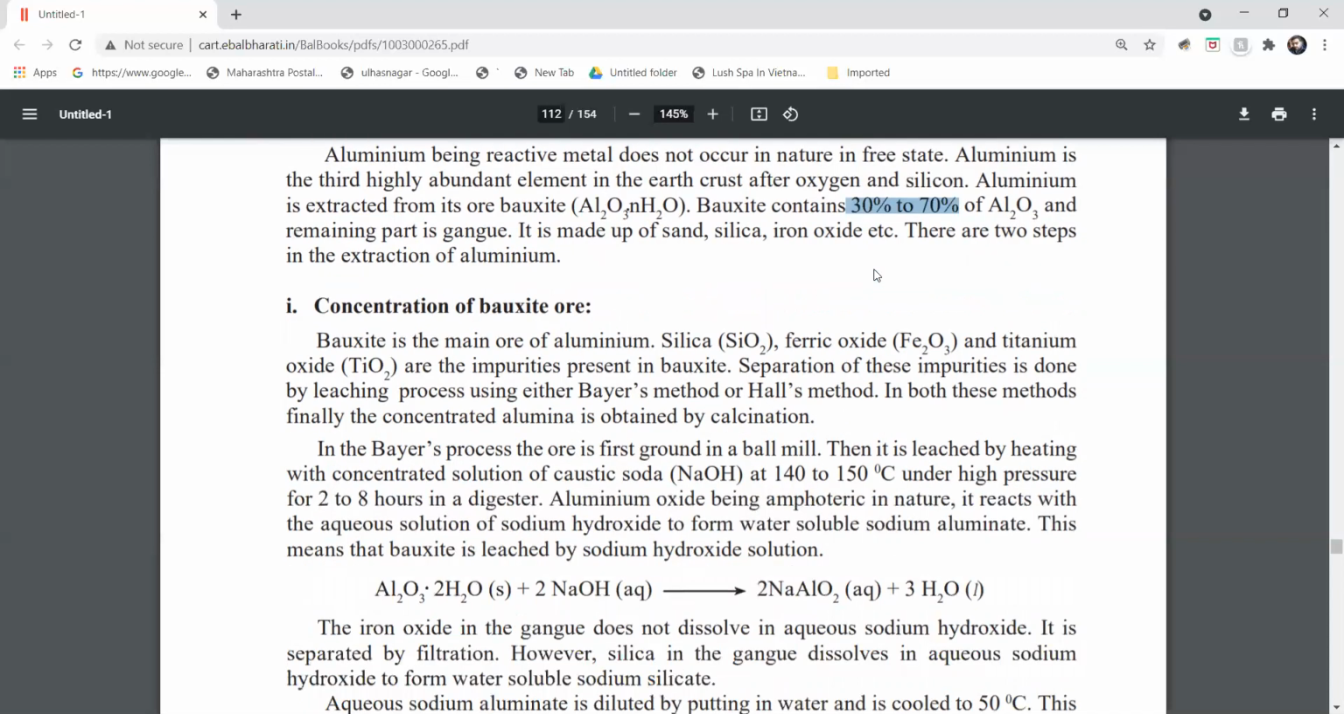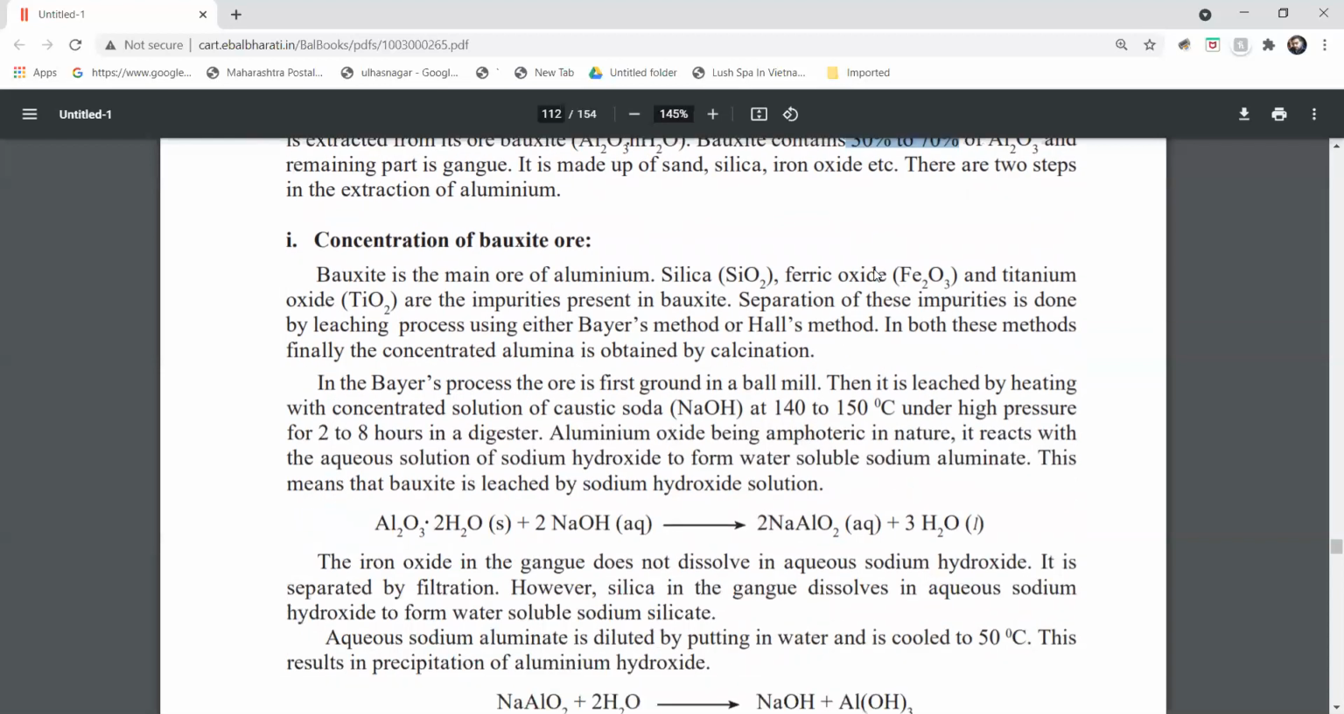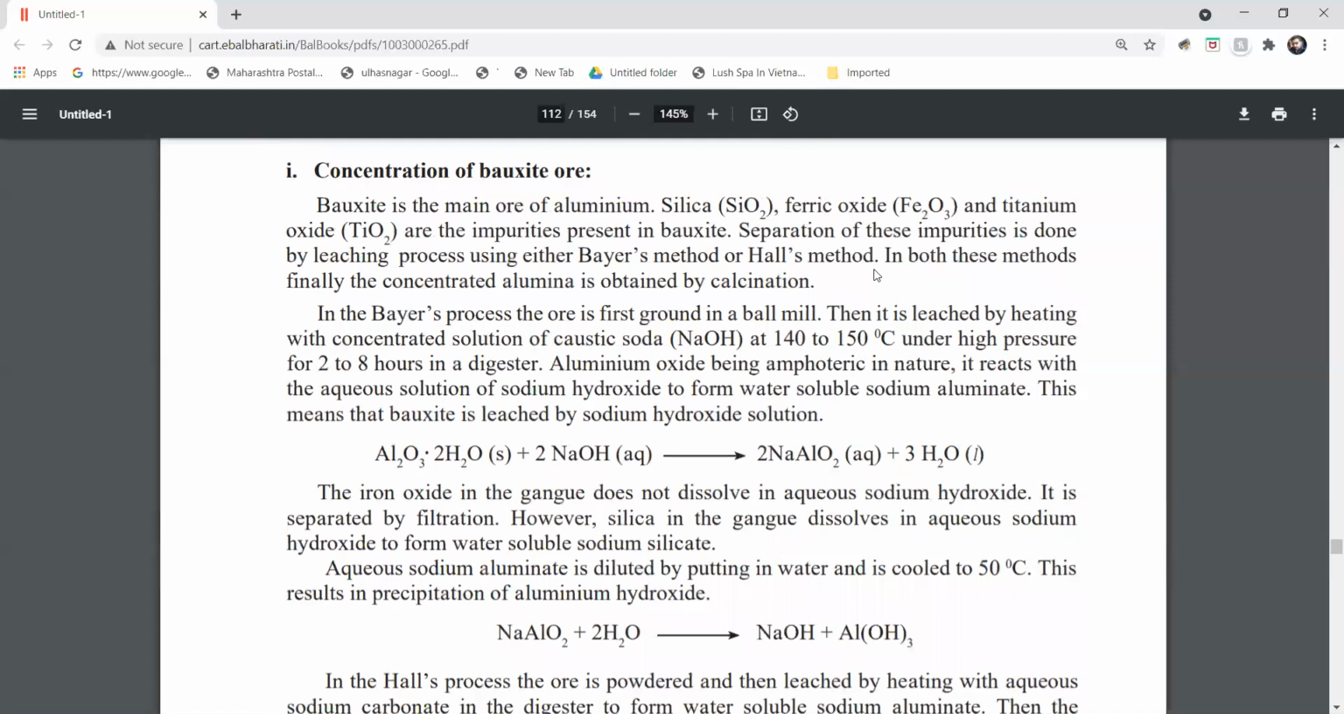The first thing that is done is the concentration of the bauxite ore. What do you mean by concentration of the bauxite ore? The concentration of the bauxite ore basically means that the gangue is separated, and all the impurities that are present are removed. Okay, so this is done either by Bayer's method or Hall's method. There are two methods, both are leaching processes, and one method is Bayer's method, and the other method is called Hall's method.